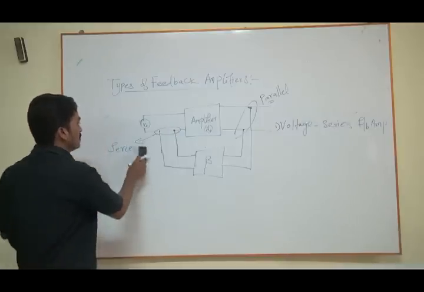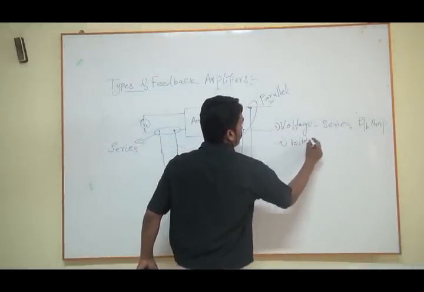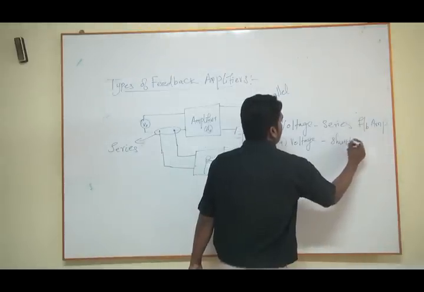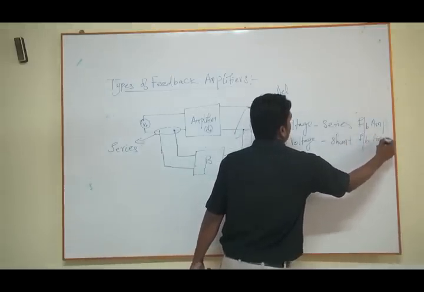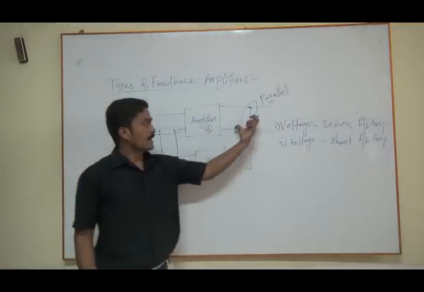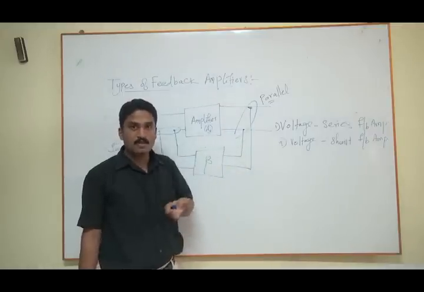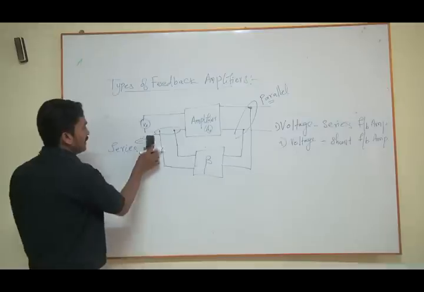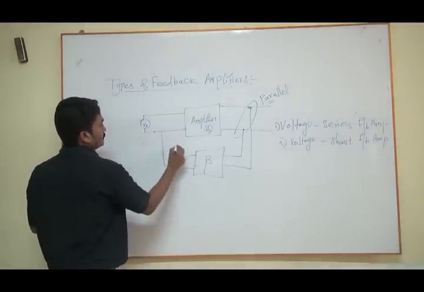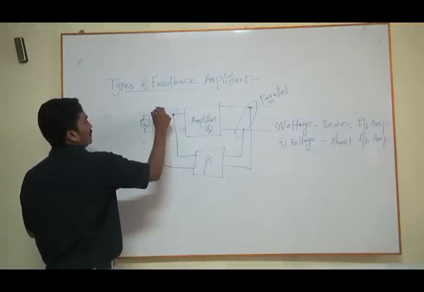And the next type: how will you draw voltage from the output circuit? If I connect that in shunt, which means parallel, that is called a voltage shunt feedback amplifier. Again the same parallel connection at the output side which draws voltage, and if I connect that in parallel again, this is parallel.